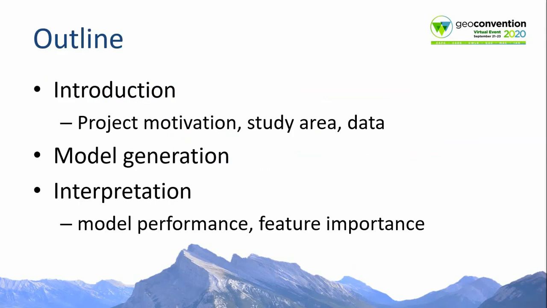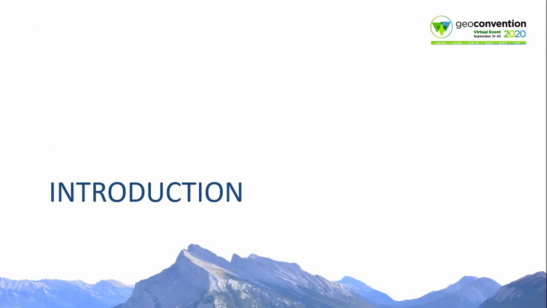So my outline for the talk includes some background information regarding the motivation for the work, as well as a definition of the study area and a discussion around the sources of the data that we used. From there, I'll discuss the generation of the machine learning models, including data preparation and feature selection, and then I'll address model performance and final feature importance, and what are some of the lessons that we learned in the process of the project.